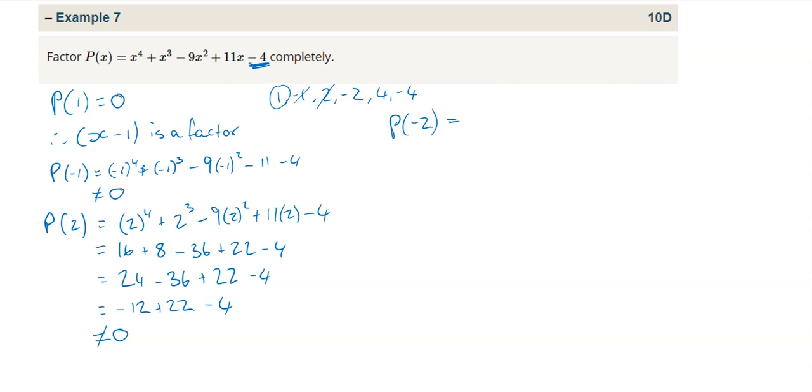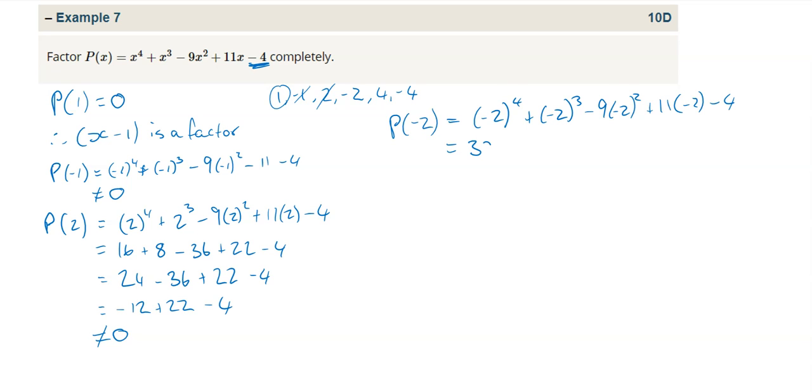Okay, that one. So -2 to the 4, -2 cubed minus 9 times -2 squared plus 11 times -2 minus 4. Okay.